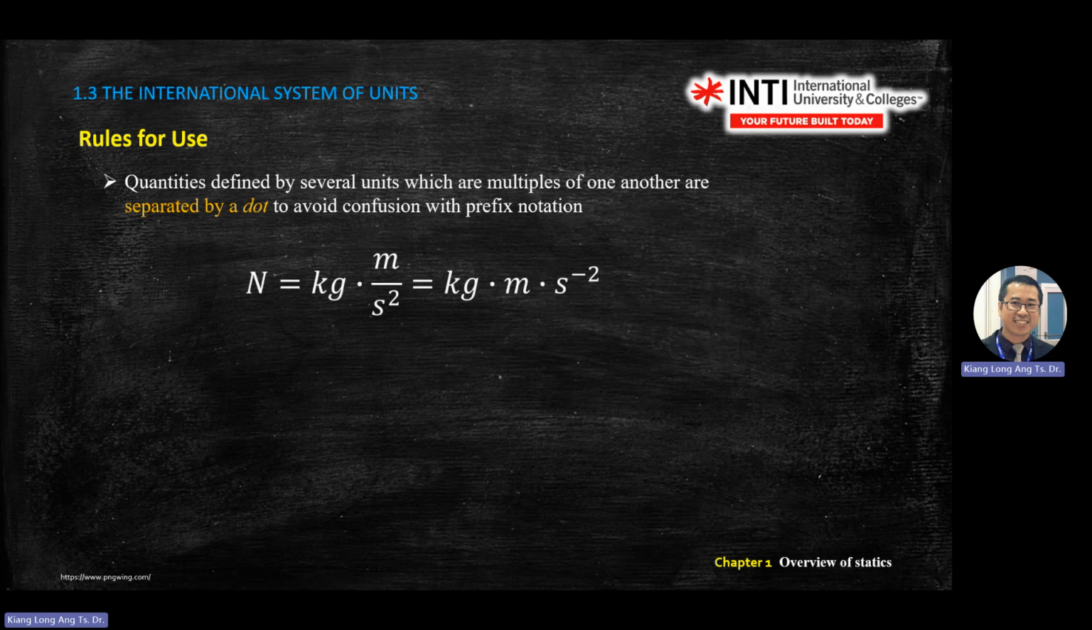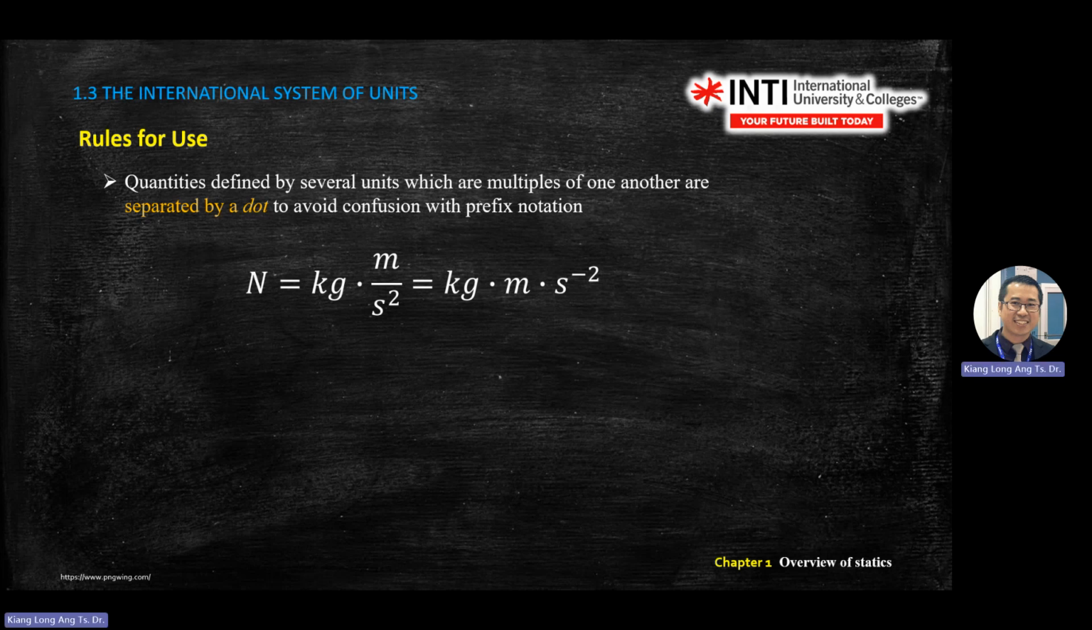prefix and multiplication. So for example, Newton is force. So what is force in the second Newton law? F equal to ma. So what is m? Unit, kilogram. What is acceleration unit? Meter over second square. Right? So F equal to ma. Then you can write in this form or in this form. So this divide by s square, you can write in -2. Something like this. And then we will use dot to separate the unit to avoid confuse.